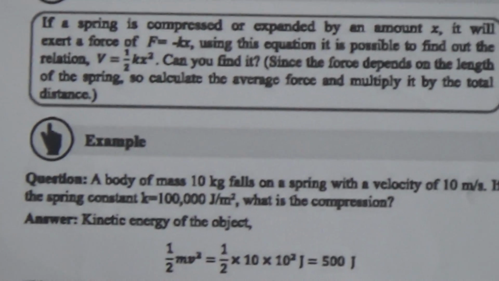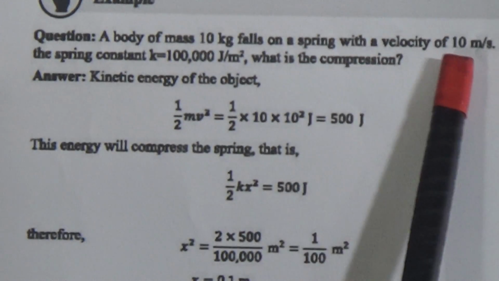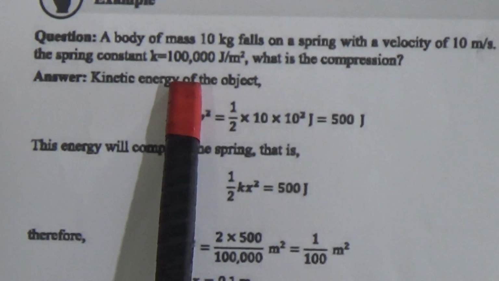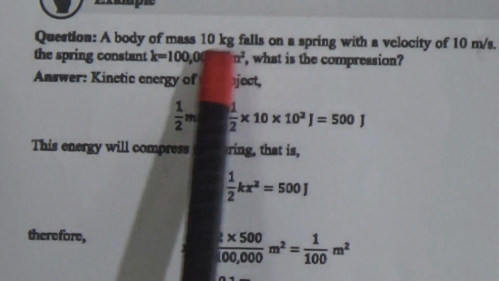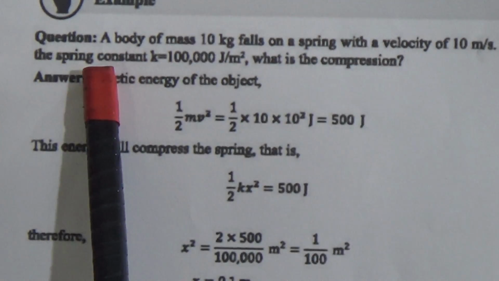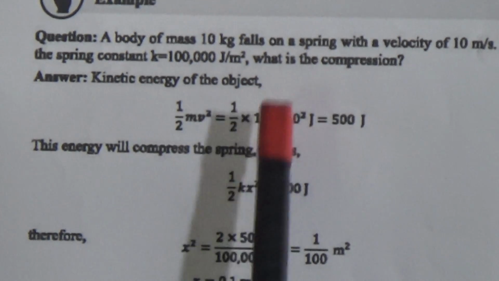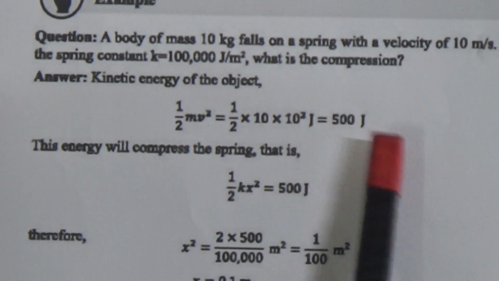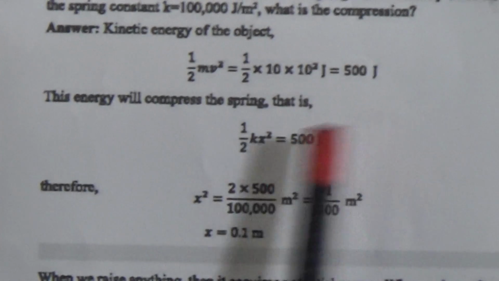Okay, now we will solve another mathematical problem. A body of mass 10 kg falls on a spring with a velocity of 10 meter per second. If the spring constant k equals 1 lakh joule per meter square, what is the compression? My dear students, here the mass of the object is 10 kg, the velocity is 10 meter per second, and the spring constant k is also given. So we can write half mv square equals half into 10 into 10 square, so it will be 500 joule. The kinetic energy is 500 joule, and this energy will compress the spring, that is half kx square.